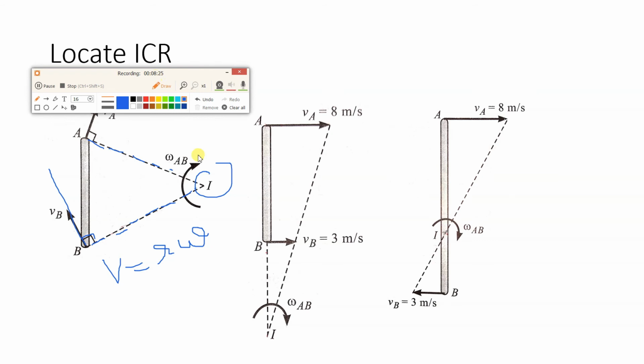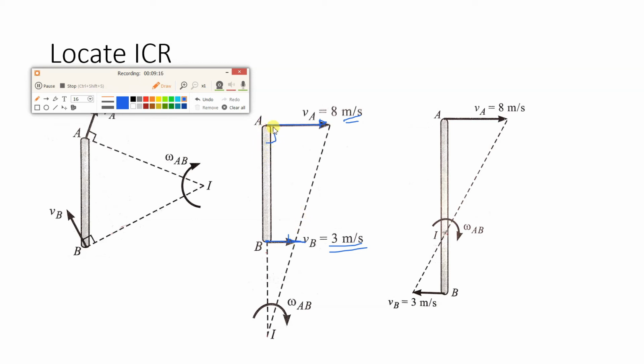Now consider the second figure. Understand this example properly. This is rod AB, and at A we have velocity VA and at point B we have velocity VB. Both are parallel. The magnitude of VA is 8 meter per second and the velocity of point B is 3 meter per second. So we have to draw this by scale. From point A, suppose this arrow is 8 centimeter, and from point B we will draw an arrow of 3 centimeter.